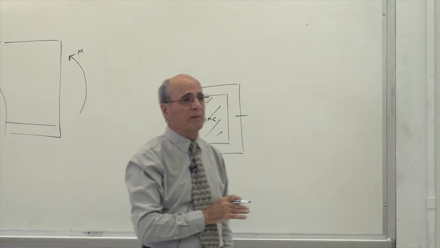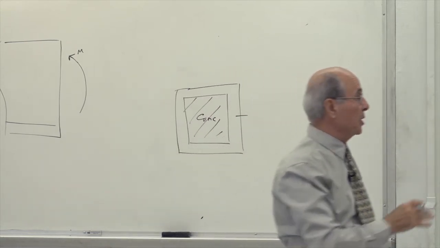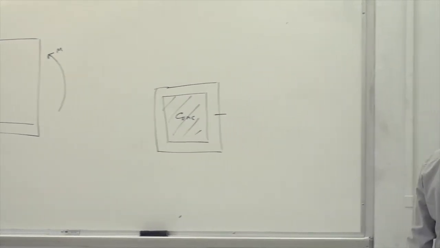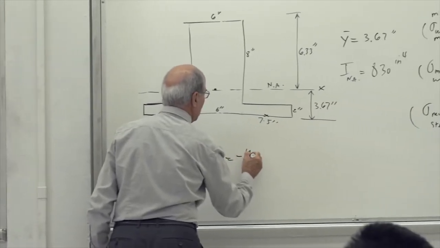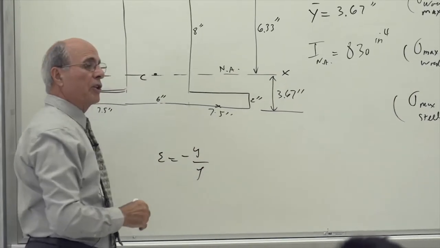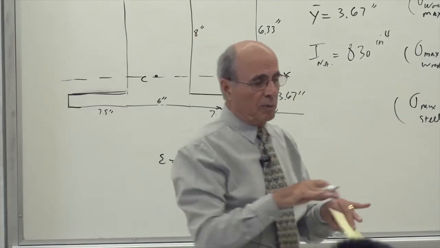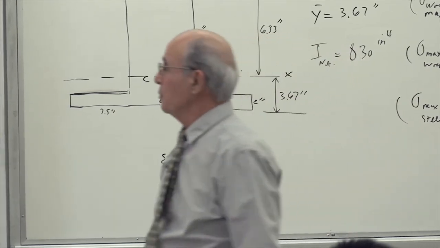Did you make a point of that in your notes? Everybody should write that, because you cannot change the epsilon. Epsilon was equal to minus y over rho. We cannot touch the y, because we can go horizontally as much as we want.